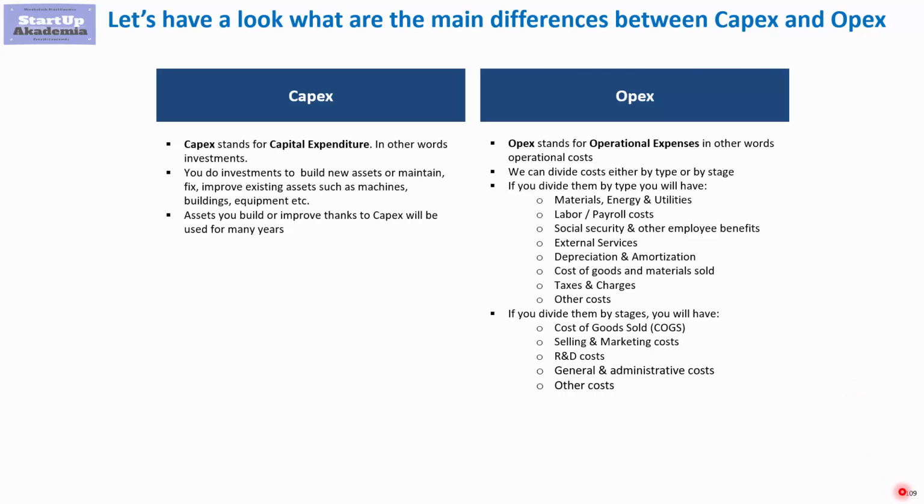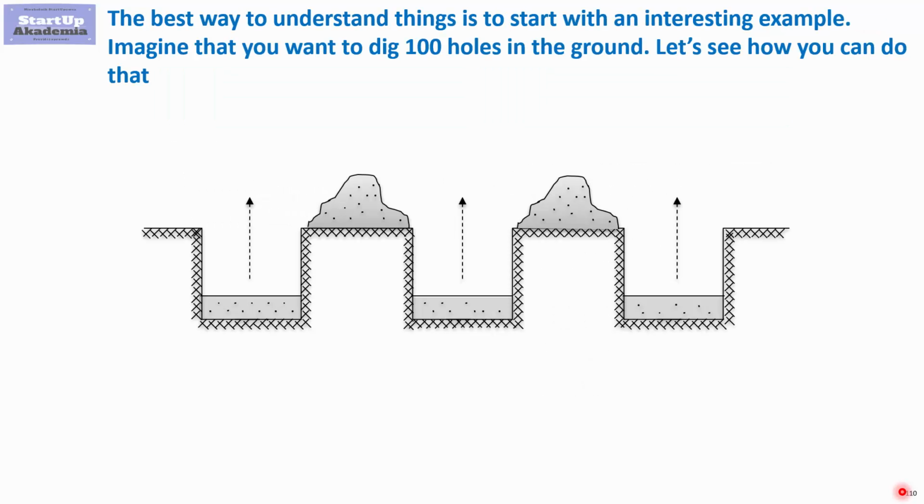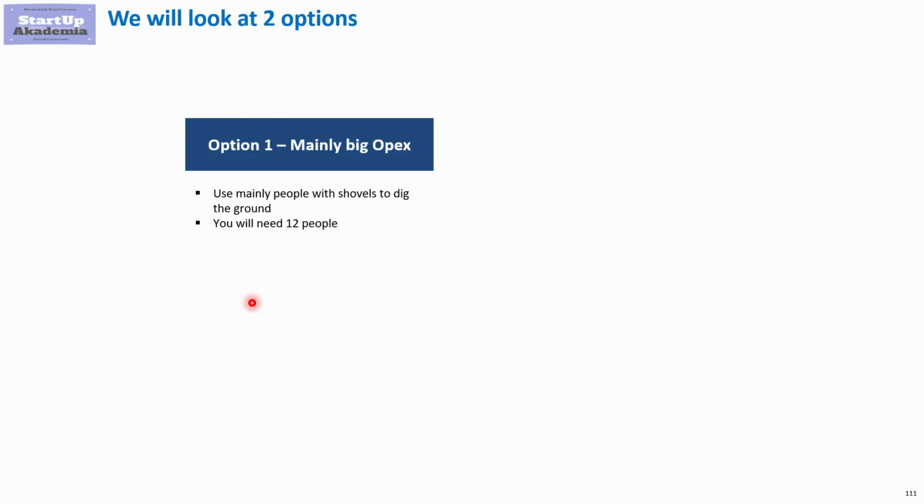To show you how this sort of Capex versus Opex analysis works, let's have a look at a short example. Imagine that you have to dig 100 holes in the ground as a part of a preparation for a new investment. To achieve that, you can consider two options. In the first option, you would mainly use people. So it would require huge Opex, operational expenses.